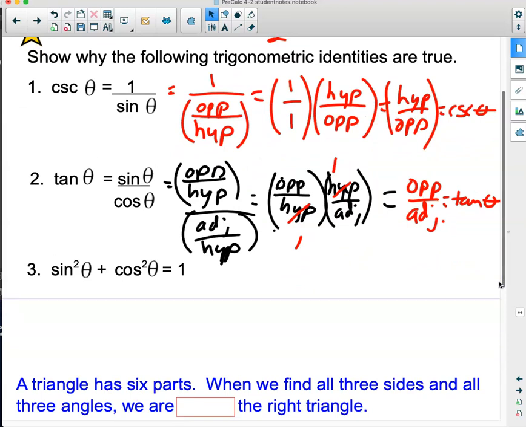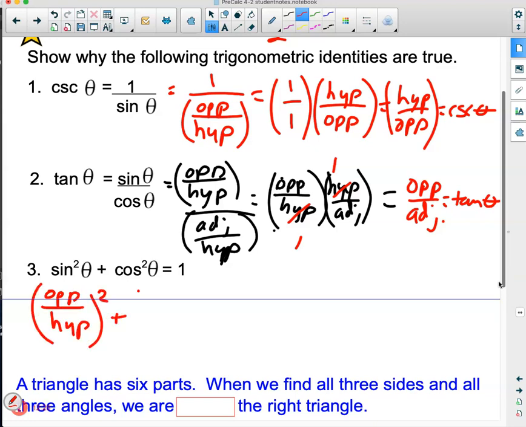Number 3, this is a little bit more, and this is, like I said, the most famous of the trig identities. Sine squared theta plus cosine squared theta equals 1. So we want to know, how did that come to be? And we use the definitions. So we start there. Opposite over hypotenuse squared plus adjacent over hypotenuse squared, and we want to see what that equals.